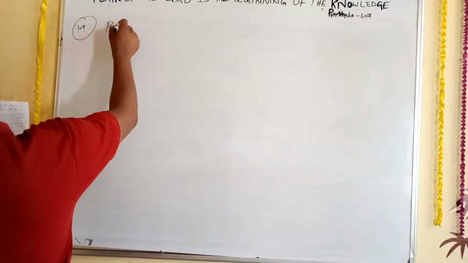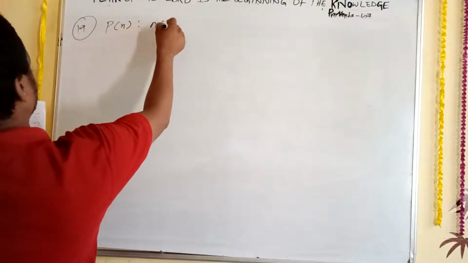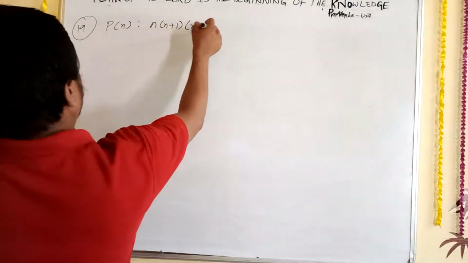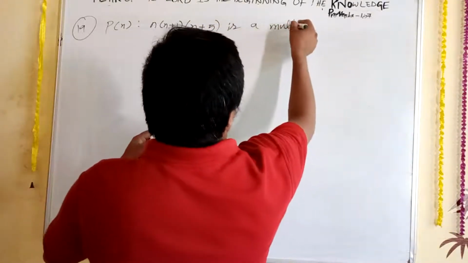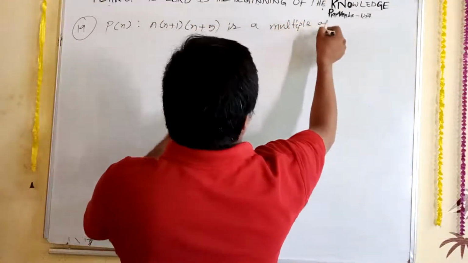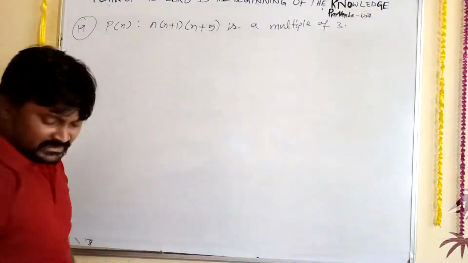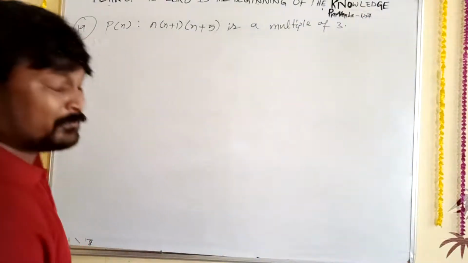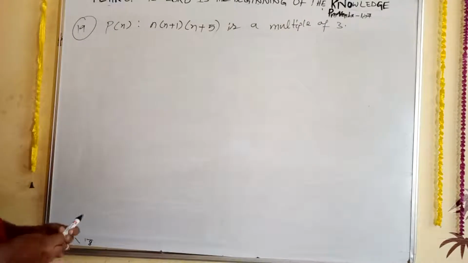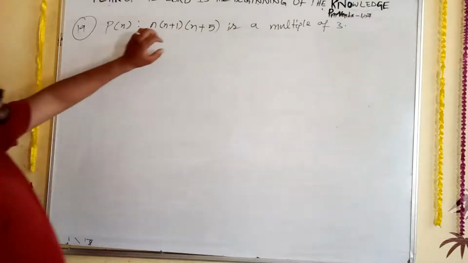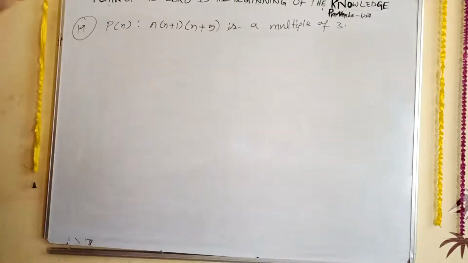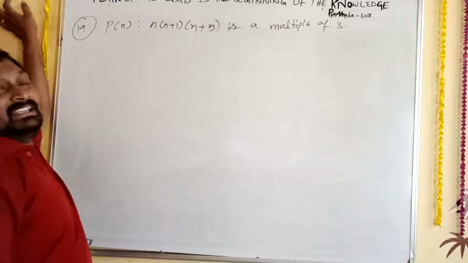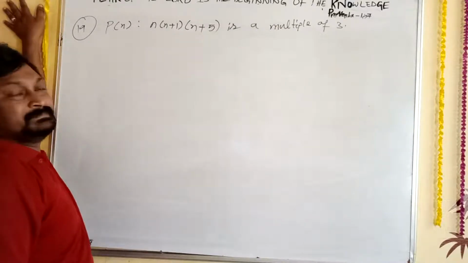P of n is given as n into n plus 1 into n plus 5 is a multiple of 3. Such a kind of statement is given, so what do we need to write? This is a multiple of 3, they have given. So how can I solve? Is there any way to solve this?